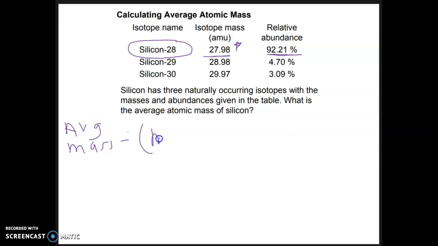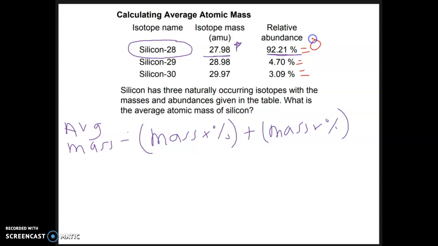equals mass of the isotope times its percent plus mass times its percent, etc., etc. And so we're going to, let's change these before we plug them in. We're going to change those to decimal form. To go from percent to decimal, you divide by 100.